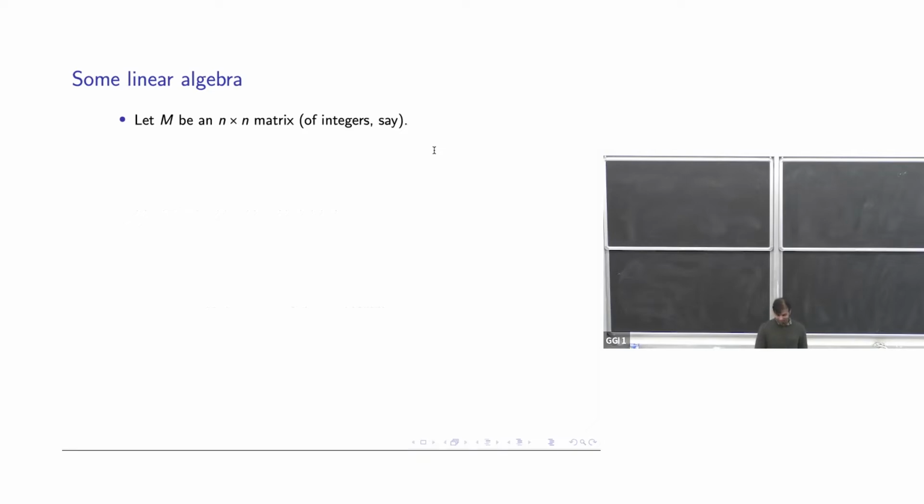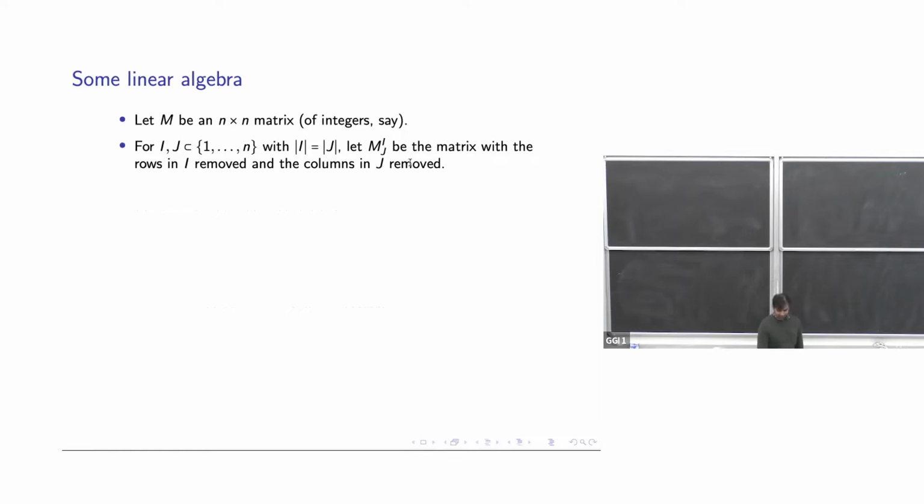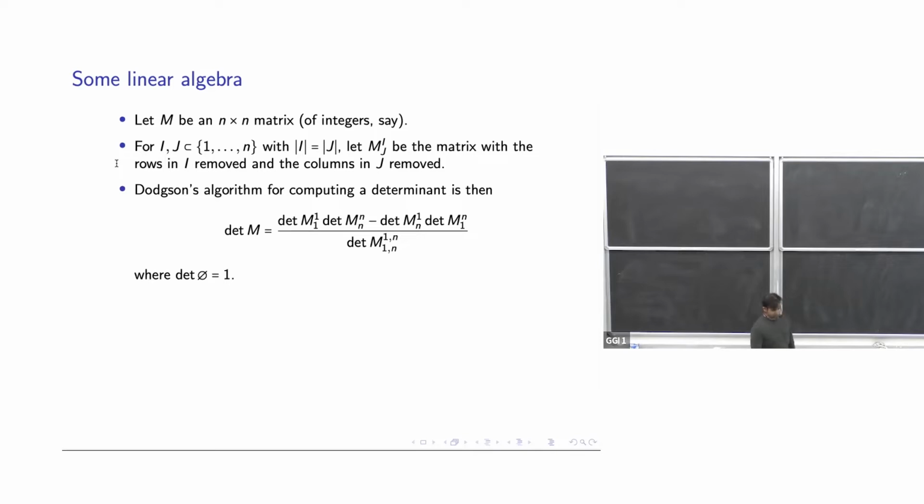Okay, so we're going to let M be an n by n matrix. And I'm going to let I and j be subsets of 1 to n, and the number of elements in I and the number of elements in j are the same. And I'm going to let M subscript ij be the matrix where I remove the rows in I and remove the columns in j. So Dodgson in the 19th century found an algorithm for computing the determinant. And it's as follows. So the determinant of M is equal to the determinant where you remove the first row and first column, multiplied by the determinant of M where you remove the last row and last column, minus the determinant of M where you remove the first row and last column, multiplied by the determinant where you remove the last row and first column, and divided by the determinant where you remove the first and last row and first and last columns. Okay, so he computed this determinant.